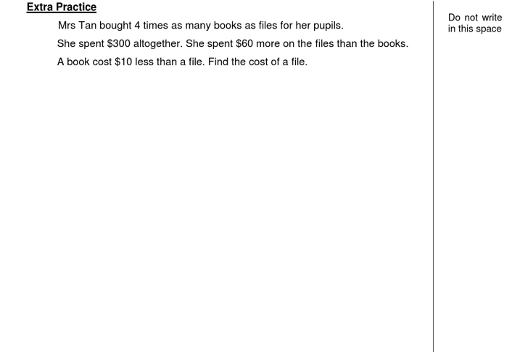Okay? So let's look at this question. You must really know how to solve this. We have already done it so many times, I lost count. She bought 4 times as many books as files for her pupils. So in terms of number, we know books and files is actually 4 units, 1 unit, right? True? Yes? In terms of number, actual quantity.